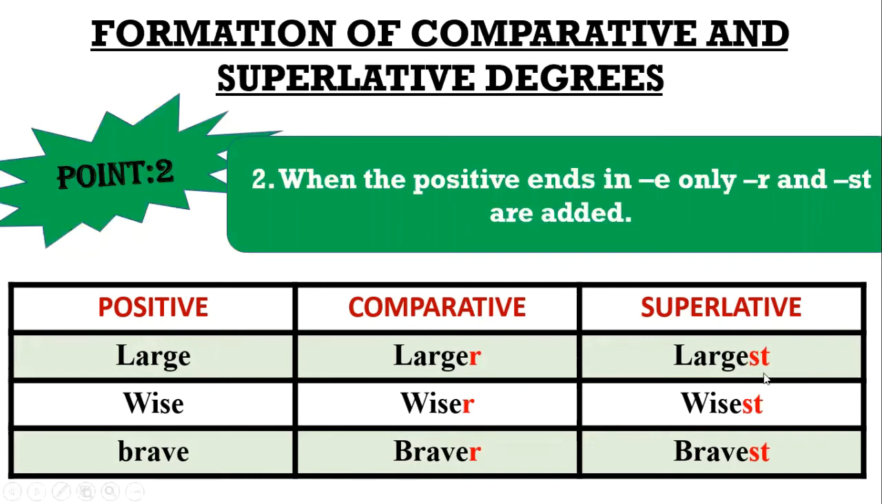So large is a positive word. You'll just add ST for superlative. So largest, wisest, bravest. See, is it clear, children? Is it very clear? So once again, positive, comparative and superlative degree. Large, larger, largest. Wise, wiser, wisest. Brave, braver, bravest. Okay, now we have Ananya Lenny from class 6 to give us a few examples. Let's see how she says.